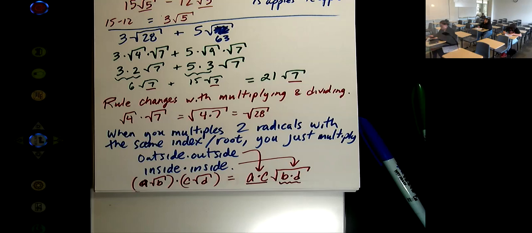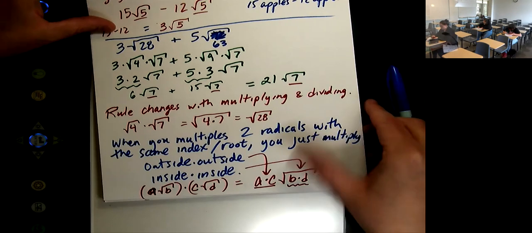And that's inside times inside. Like we did here, 4 times 7 is on the inside. We haven't multiplied anything on the outside yet, so let's take a look at doing that.